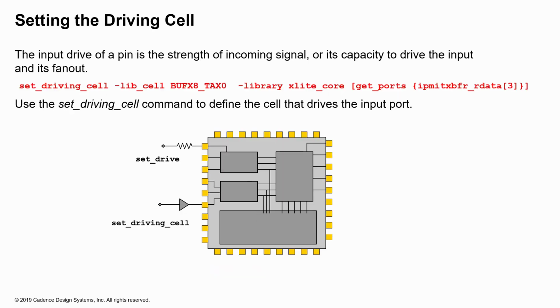If you know what specific cell is driving the input of a particular pin, then you can set that using the set driving cell command. By defining the driving cell, you're basically defining the strength of the incoming signal, or its capacity to drive the input and the fan out of that particular input pin. So you can use the set driving cell command to tell the STA tool or whatever tool it is to use this particular SDC constraint to determine the driving cell of that particular input pin.